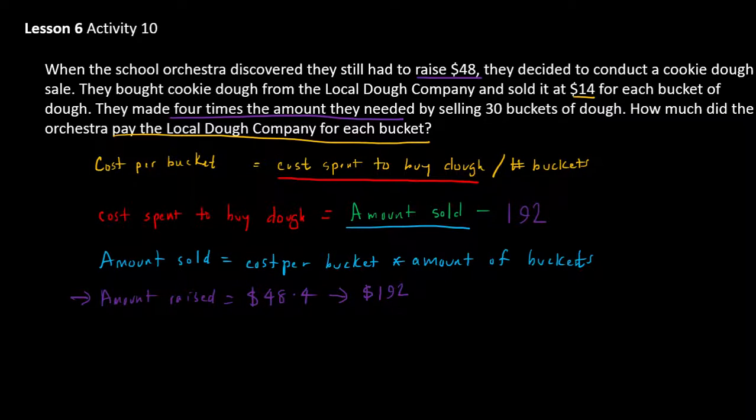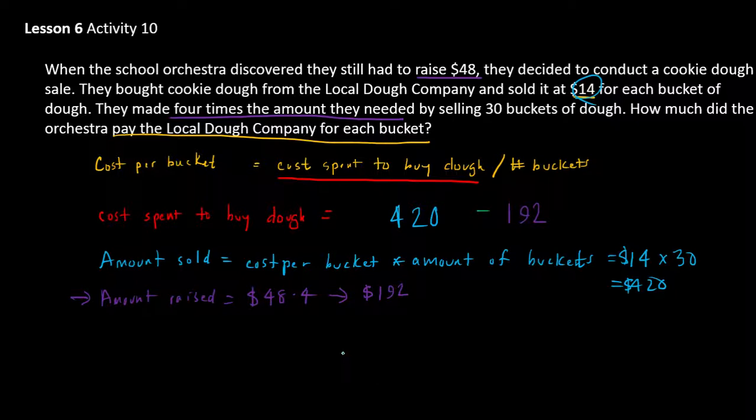Well, we know that they sold them for $14 a piece. So it's going to be $14 a piece times 30 buckets. So $14 times 30 buckets gives us $420. Okay, so they sold $420 worth. So let's erase this and write in $420.